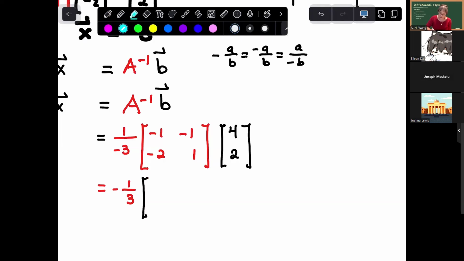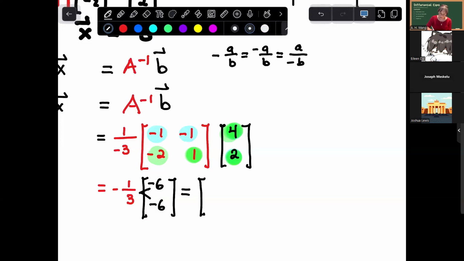Now we're going to just write down the answer. We go this times this plus this times this. So you have -4 minus 2, and the answer is -6. Then you do -2 times the 4 and 1 times the 2. So that's -8 plus 2, and that's going to be a -6. Now you only have to scale 2 times. You go scale, scale, and so your final answer is going to be 2, 2.